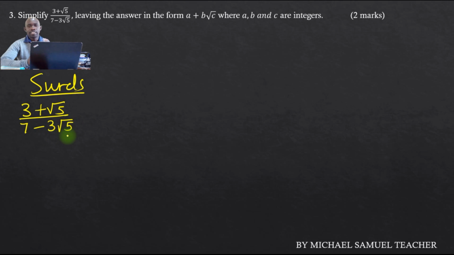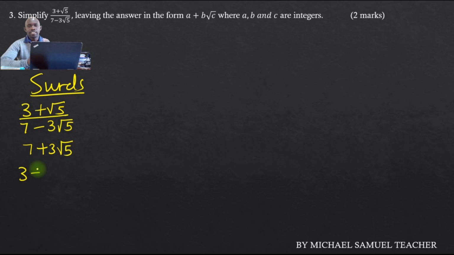The denominator part, we need to find its conjugate. Conjugate means a number that when we multiply by the number given here, the product gives a rational number. In other words, a rational number means a whole number. Therefore, its conjugate will be 7 plus 3 root 5. Just change the sign. So whatever is given, we multiply the numerator and denominator by the conjugate.